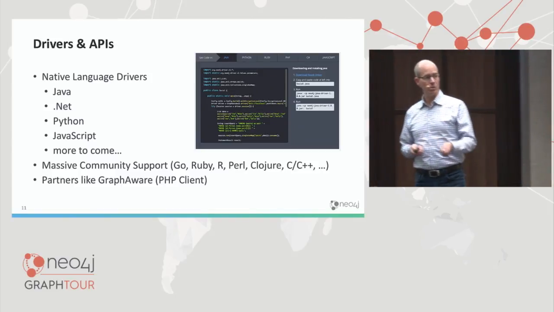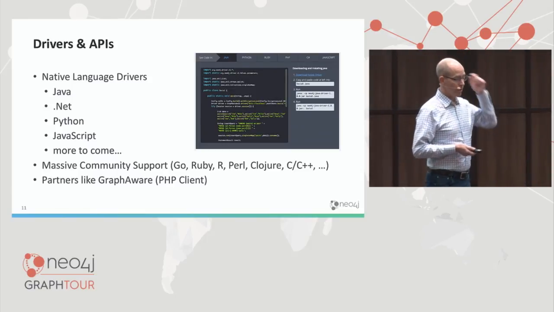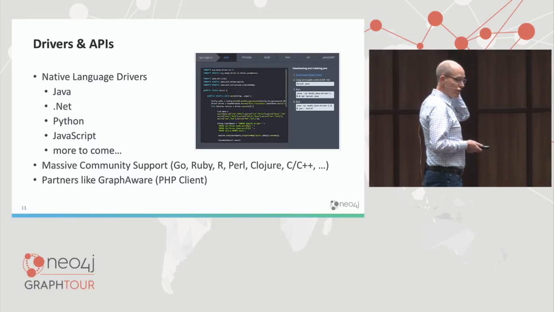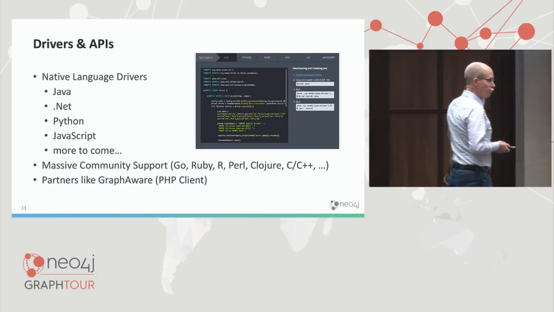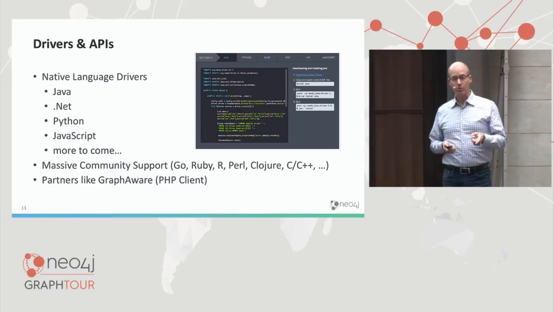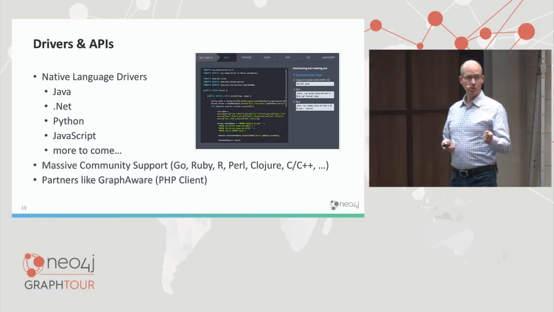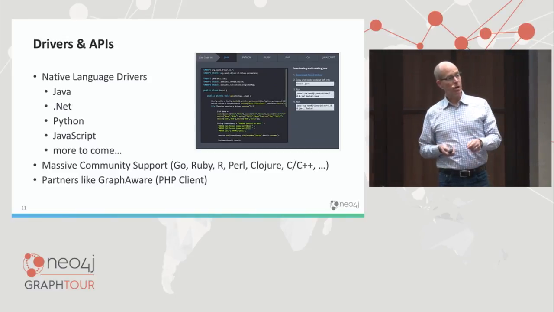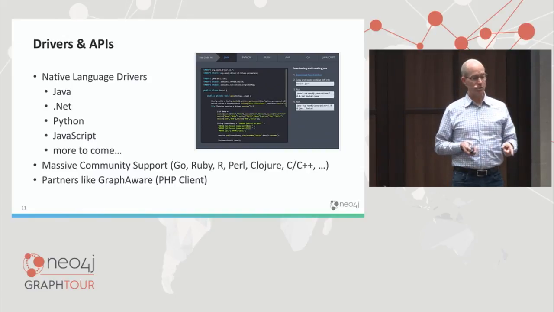And then partners also have released language drivers. GraphAware, notably, has released a PHP client that's really robust and supports the Bolt protocol. If you take a look at the developers section of the Neo4j website, you can see language-specific examples of integrating with Neo4j, and you can see how straightforward it is to do with each of these languages.